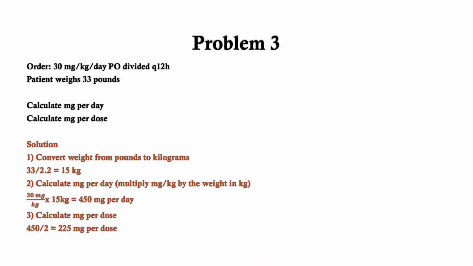So see how this is different from the previous two? The previous two, we calculated the milligram per dose first because of how it was given, and then we multiply to calculate milligram per day. Here, because the milligram per kilogram per day is given, once you find milligram, it's per day. Then to calculate milligram per dose, you look to see how many doses are taken in a day. In this case is 2, so you divide by 2 and you find your milligram per dose, which is 225 milligrams.